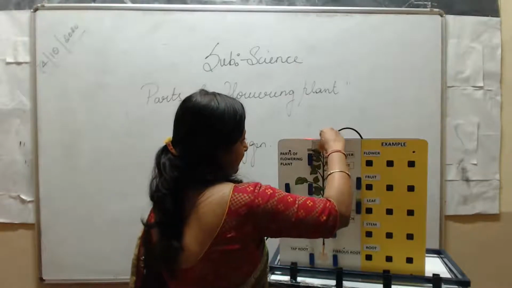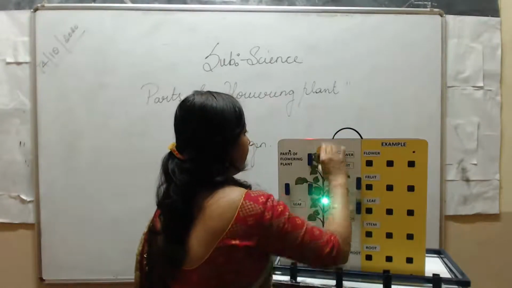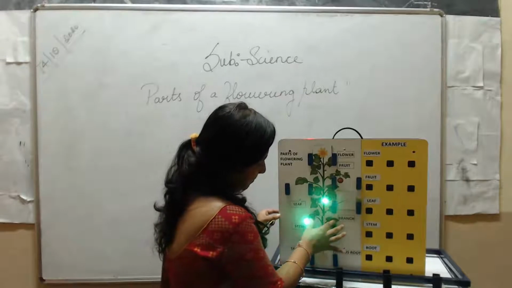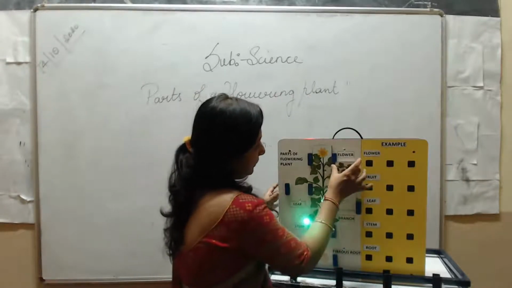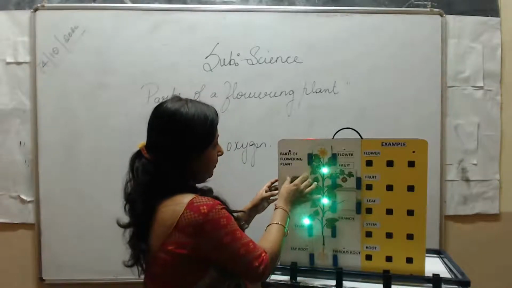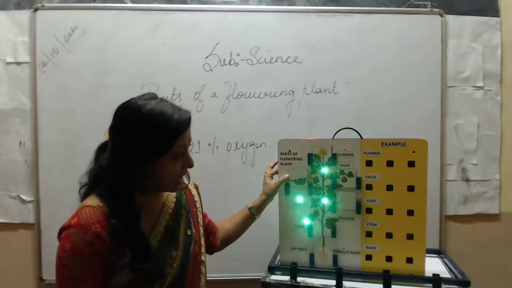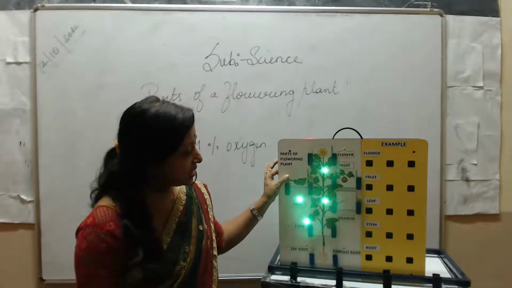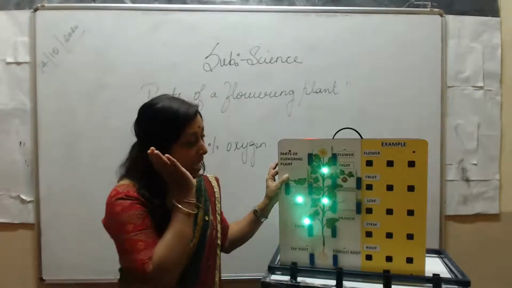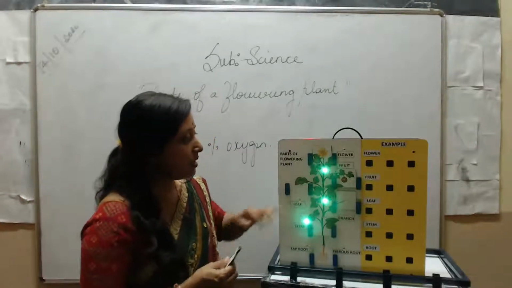Now we'll go to flowers, stem and fruit. These are the parts of the plant: flowers, fruit, branches, stem and leaf. This is the aerial portion of the plant, the parts which are above the ground. They are called the shoot system.